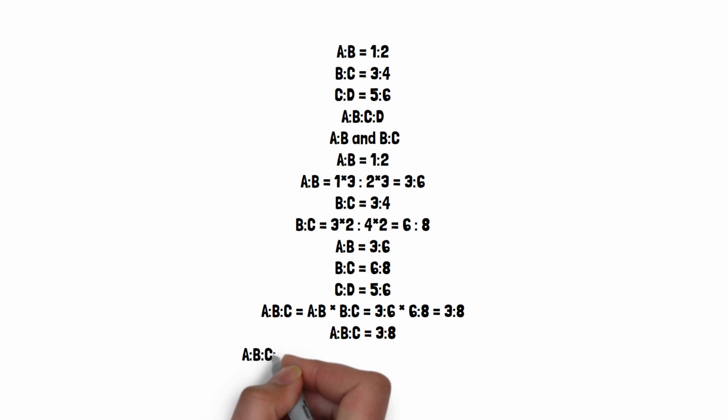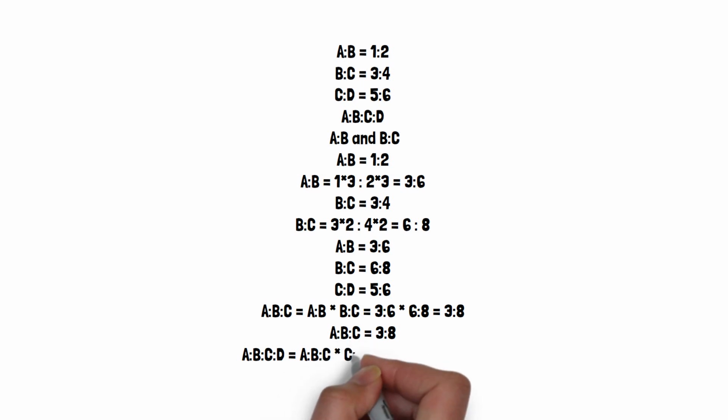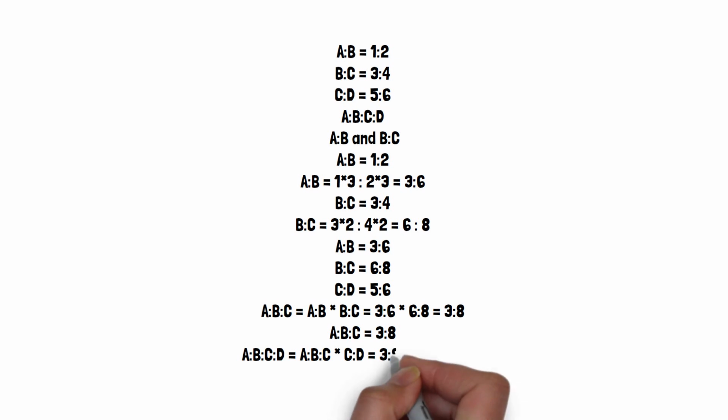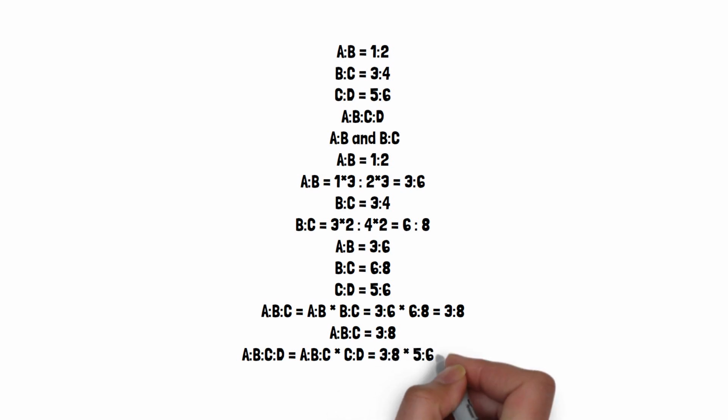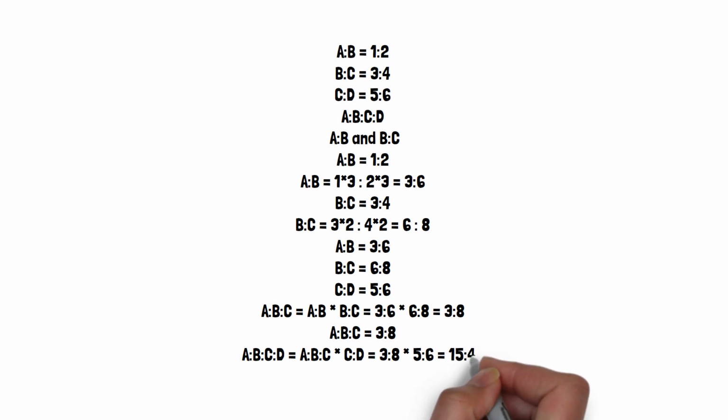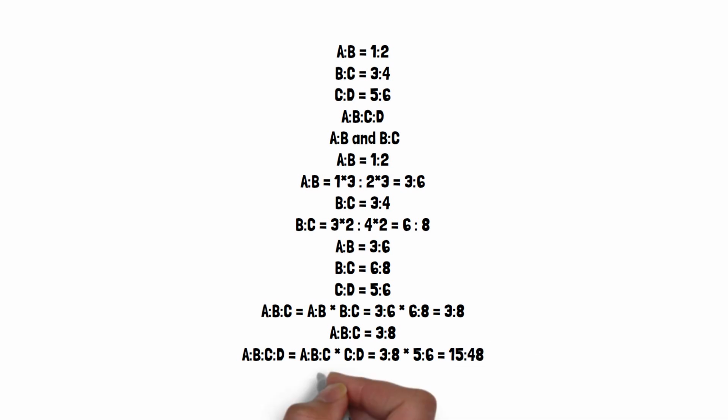To include D, we need to bring the C is to D ratio into the equation. Since we already have C in the ratio A is to B is to C, we can multiply the existing ratio by the C is to D ratio. So A is to B is to C is to D is equal to A is to B is to C multiplied by C is to D, which is equal to 3 is to 8 multiplied by 5 is to 6, which is equal to 15 is to 48. Therefore, the final ratio is A is to B is to C is to D is equal to 15 is to 48.